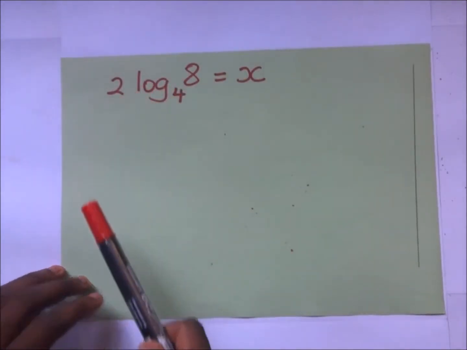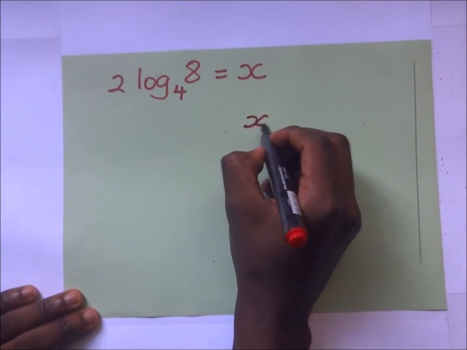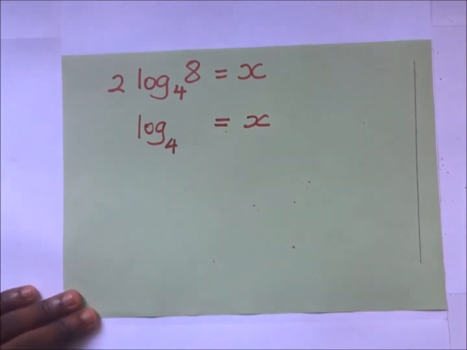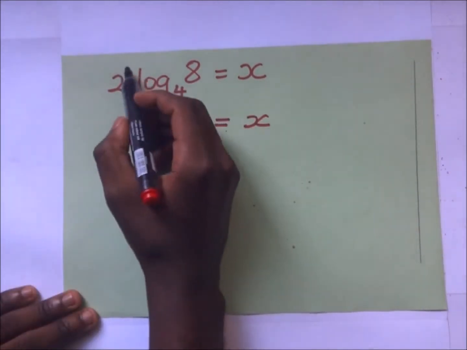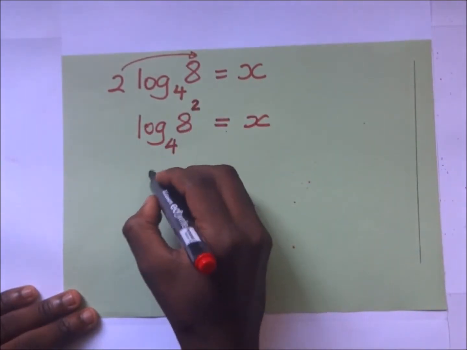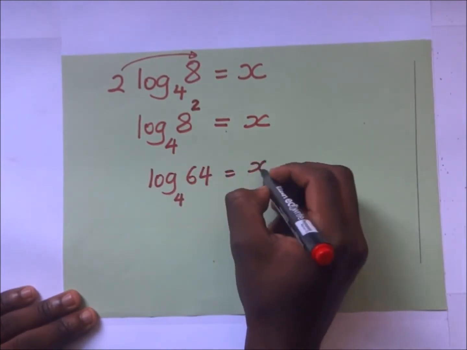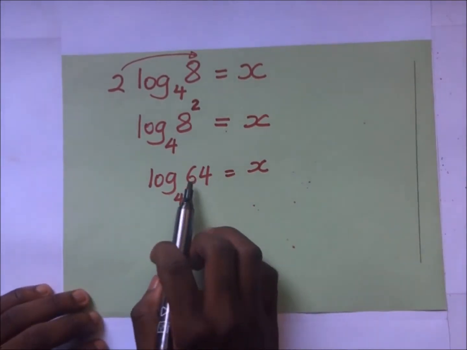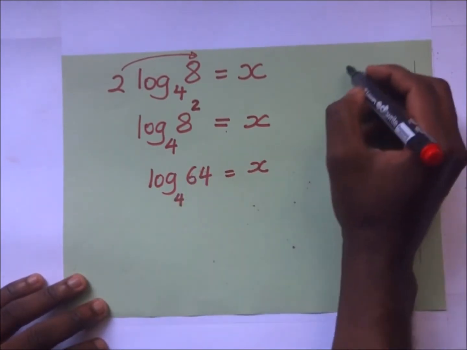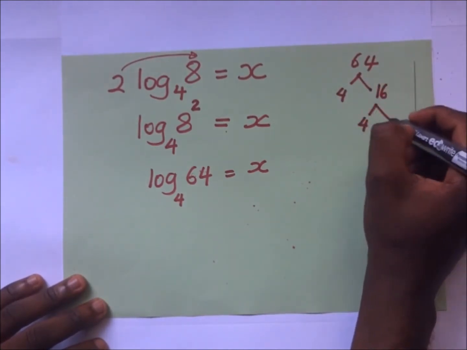So to get the value of x here, x will become the logarithm to the base 4 of 8. Now we shift this 2, we bring it right there, so it's 8 squared. And you know that 8 squared is 64, so it's going to be log to base 4 of 64 is equal to x. Now when we factorize 64 using 4, 64 divided by 4 gives us 16. When we divide that by 4, it gives us 4.